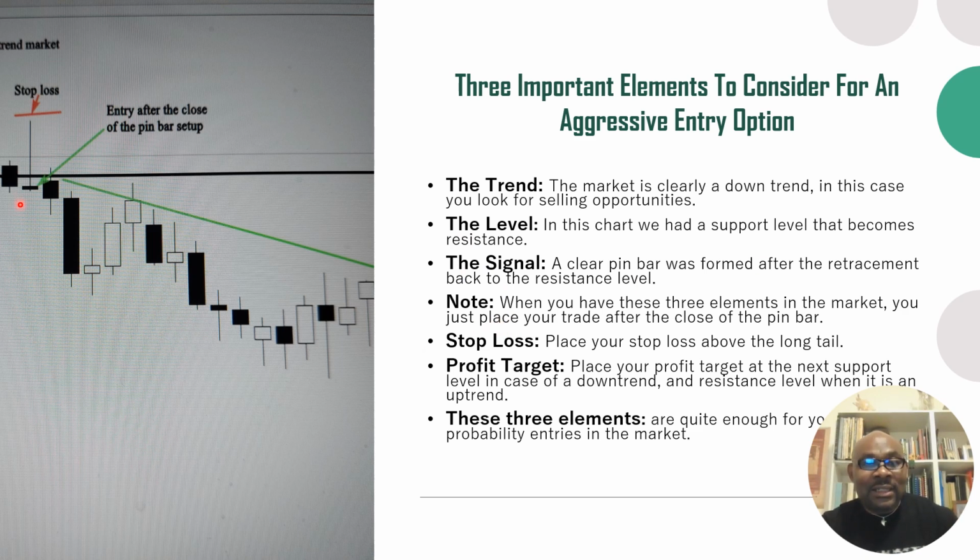So the signal is very clear because the pin bar was clearly formed at the resistance level. Now, note that when you have these three elements in the market, you just place your trade after the close of the pin bar. Like I explained, we don't need to dwell on this. Once you see a pin bar at a certain level, resistance or support, demand and supply level, you place your entry. It's very, very profitable and it's worth doing.